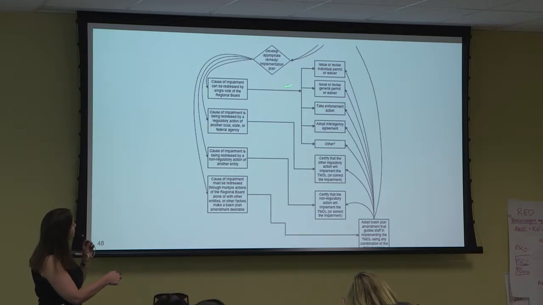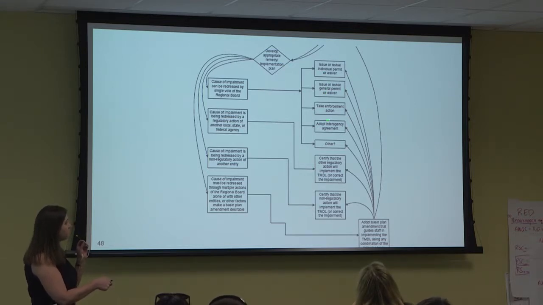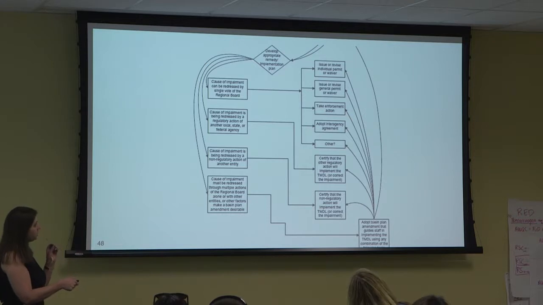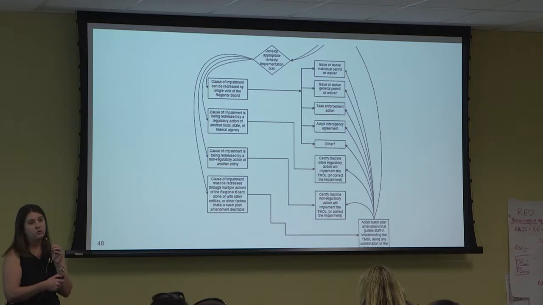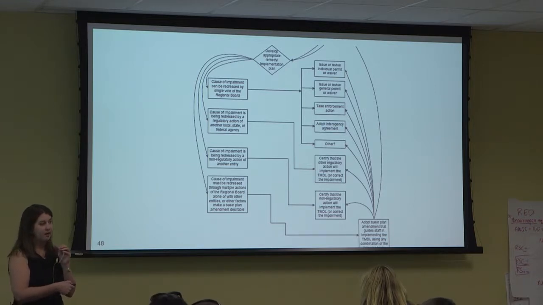Another type of single action can be, okay, same thing. You can issue or revise, hey look, I said both, an individual or general permit. It can be via an enforcement action or an interagency agreement. And I assume there are some others that I can't think of right now. Usually it is the permit, an issuance or a renewal of a permit, that provides that single action mechanism.